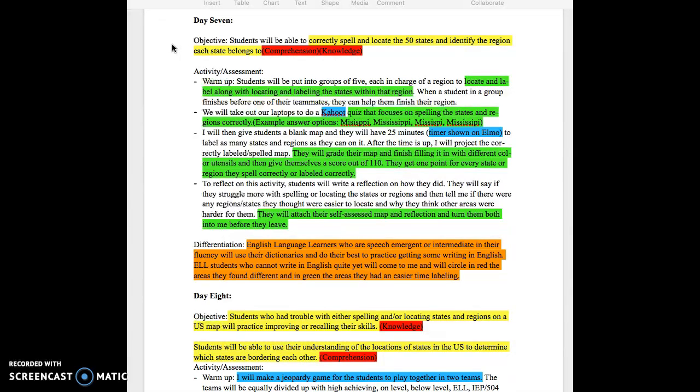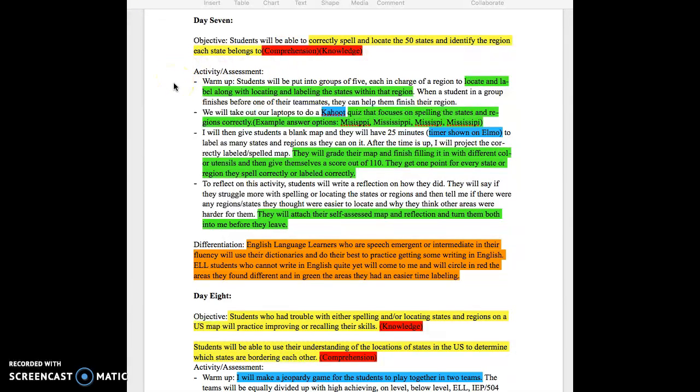This is all really important because if you can't correctly spell a state that you're going to be labeling, then what's the point? And then also not only that, but they need to know what region it's in. It's just kind of important, and it's something that is going to be more helpful in their real world life. And then that's going to be comprehension and knowledge for Bloom's.